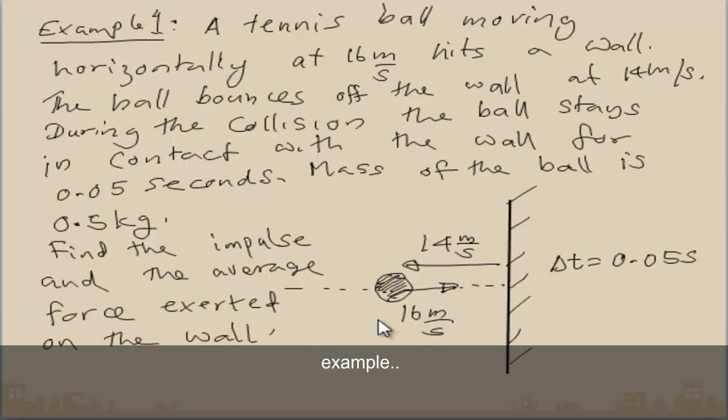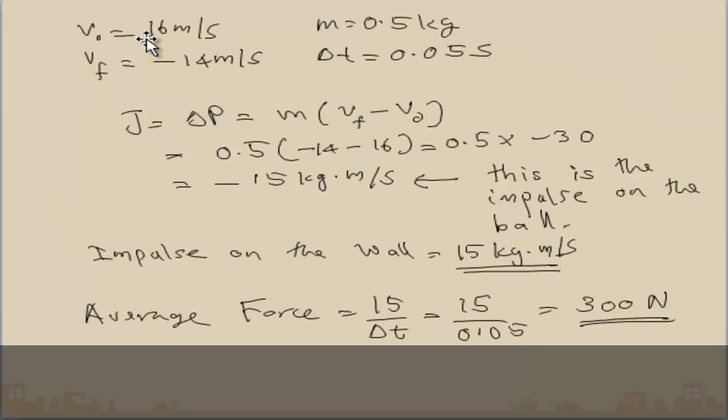So this diagram shows the ball coming in at 16 meters per second, and then it bounces off at 14 meters per second. And the ball is in contact with the wall for 0.05 seconds. So these are the known values. V0, initial velocity, 16 meters per second. Final velocity, negative 14 meters per second. There is a negative sign here because the final velocity is in the opposite direction. Mass is 0.5 kilograms, delta t 0.05 seconds.